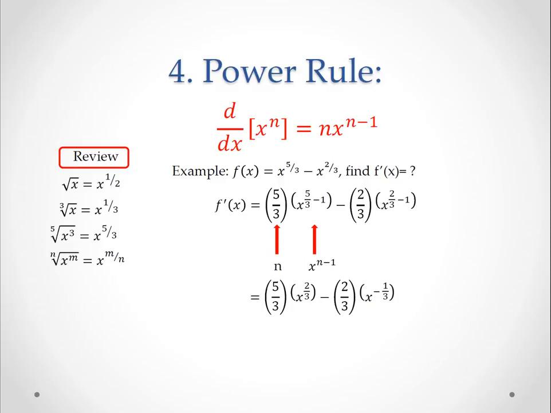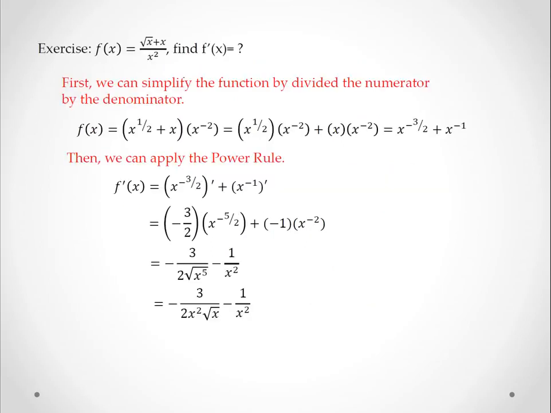And for the second term, x to the 2/3, we do the derivative and move the power in front first, which is 2 divided by 3, and we do the subtraction and it becomes negative 1/3. So the final result will be 5 divided by 3 times x to the 2/3 minus 2 divided by 3 times x to the negative 1/3. It seems a little bit complicated. Let's look at an exercise. This exercise we will spend 2 minutes to do.